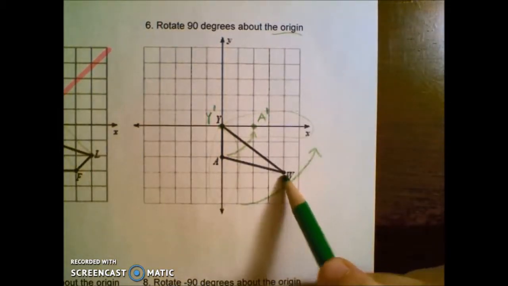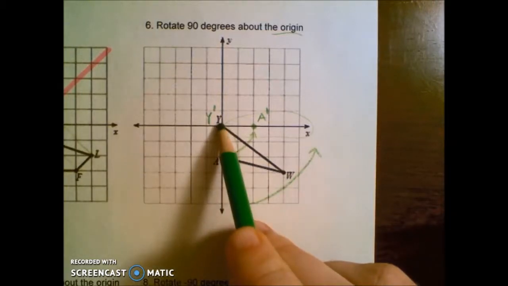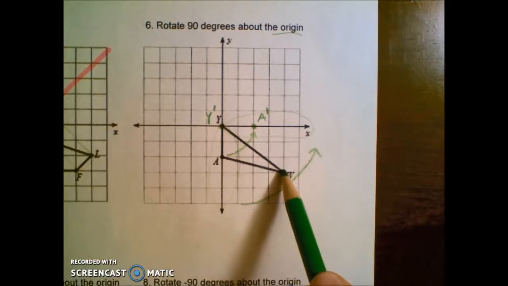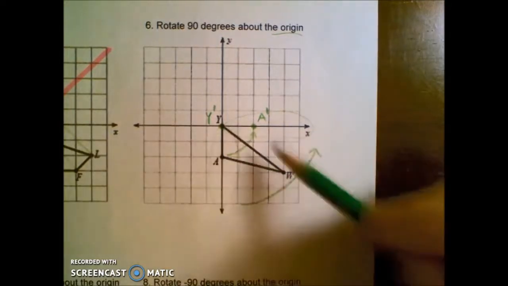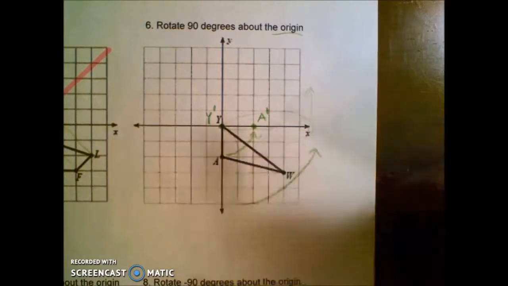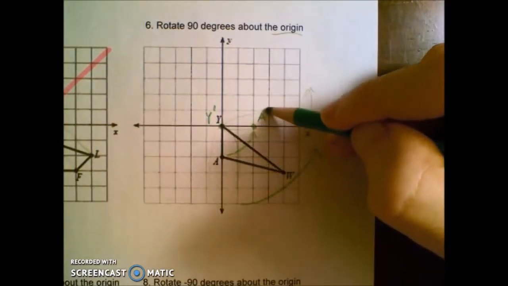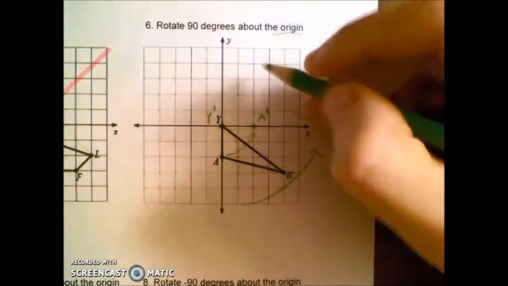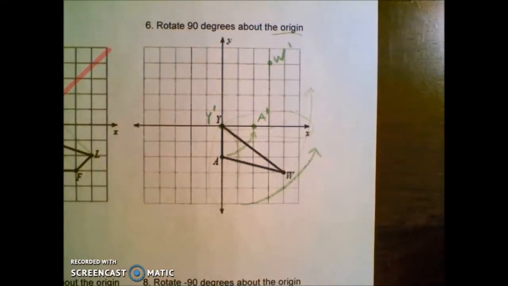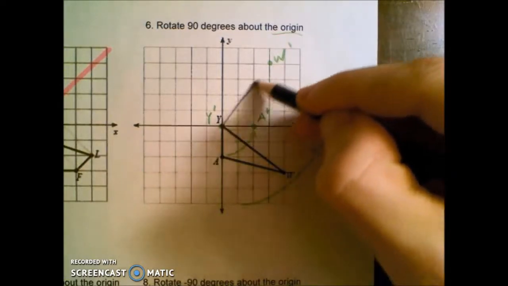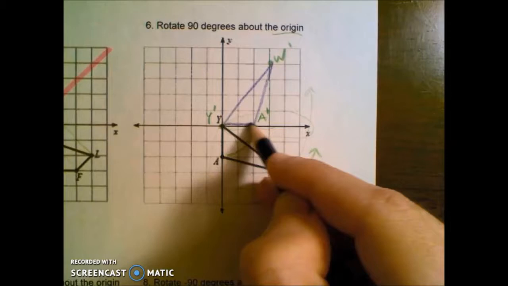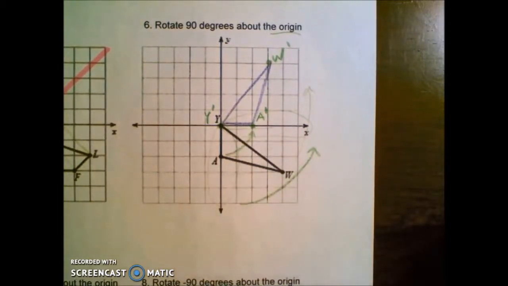W is trickier to figure out where it's going to be. W, let's see, 3 units down, 4 units to the right. That must mean that after I rotate that, it's going to end up 3 units to the right and 1, 2, 3, 4 units up. And there's W prime. And I can connect my points as well. Doing this without transfer paper is tricky and sometimes can lead to mistakes. So it's good to check this one with transfer paper.